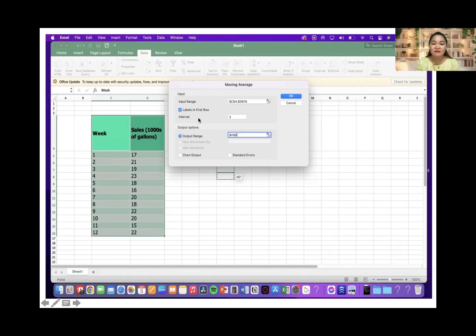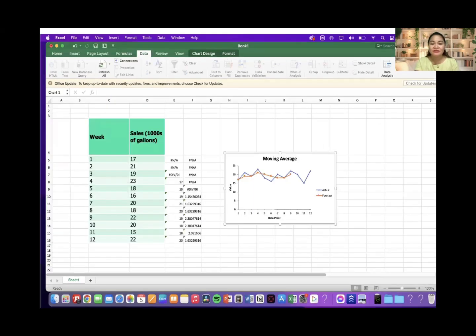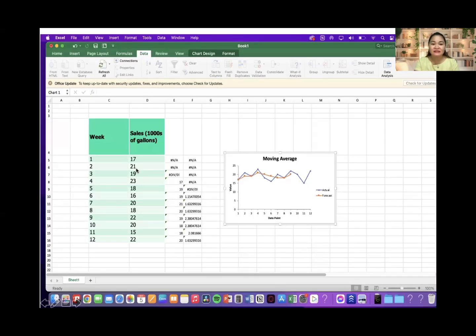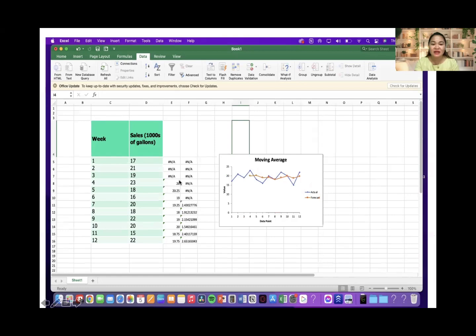Since my forecast is period 3, the interval is every third value, and then the output range is just where you're going to put the result. So here is the result, since I'm going to use 3 weeks for the interval. So here is the forecast: 17, 21, 19 divided by 3. So here I have 17. Okay, so here is the forecast. And then with the actual, you can get the forecast error by subtracting the forecast from the actual. Then you can square it, that is the forecast error squared.